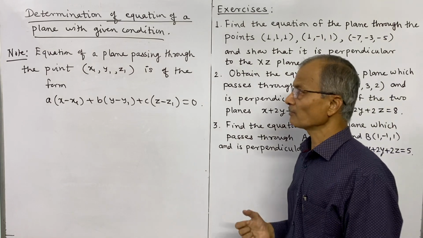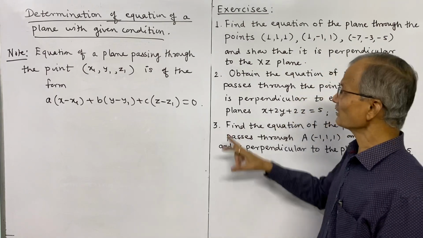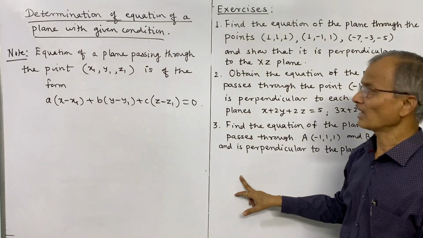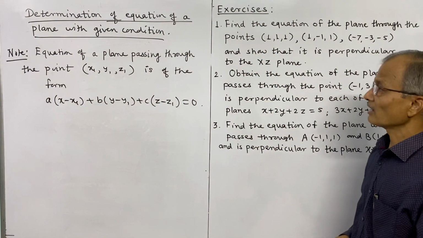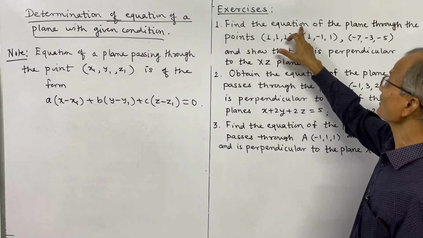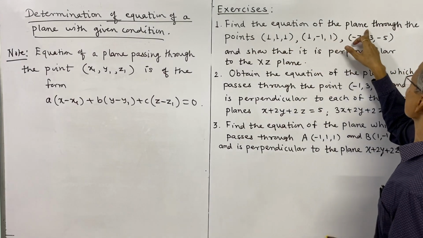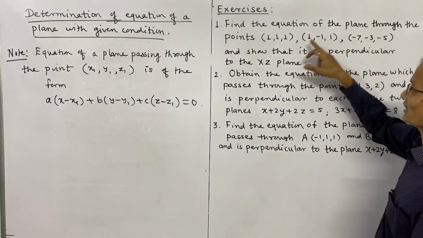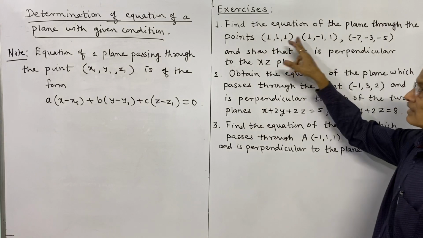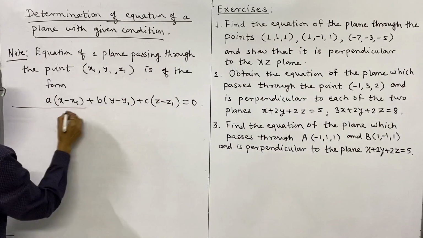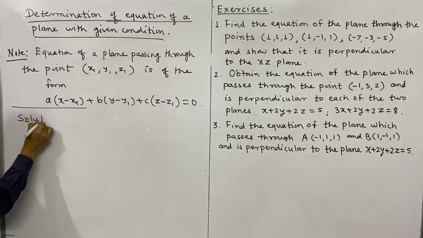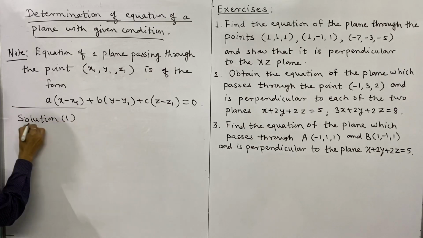Now we will solve the problems on this and I have written the problems here to save the time and we will solve these problems one by one. Now see the first problem. Find the equation of the plane passing through these 3 points. Here 3 points are given and we shall now start the solution of problem 1.